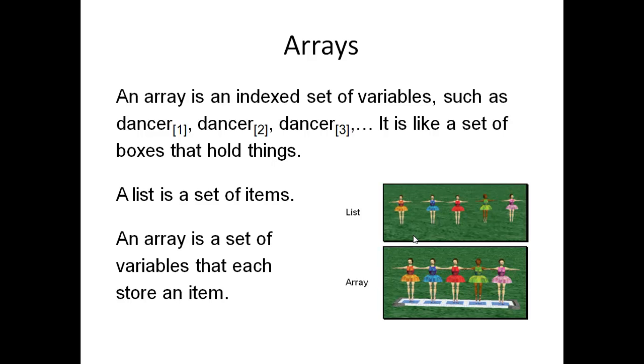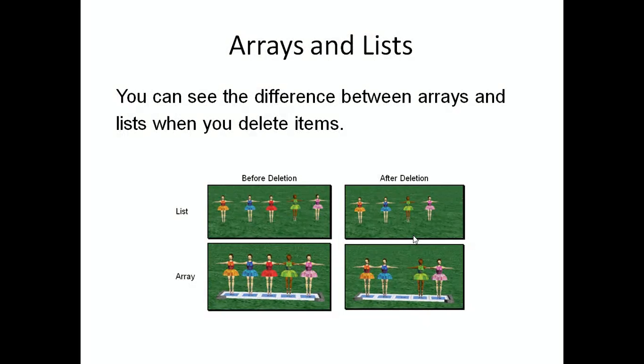A list is a set of items, but an array is a set of variables that each store an item. Now we compare arrays and lists by giving figures as shown in the example.